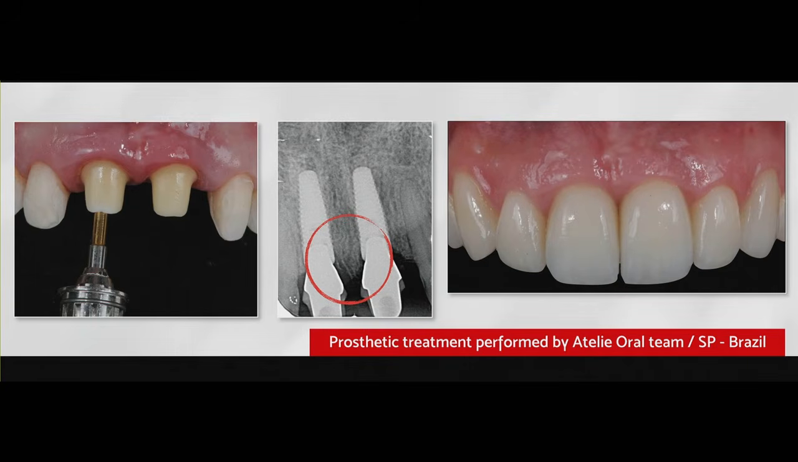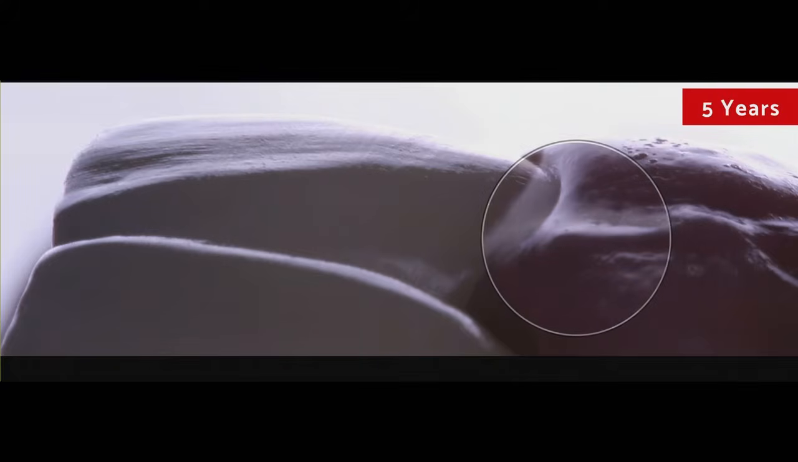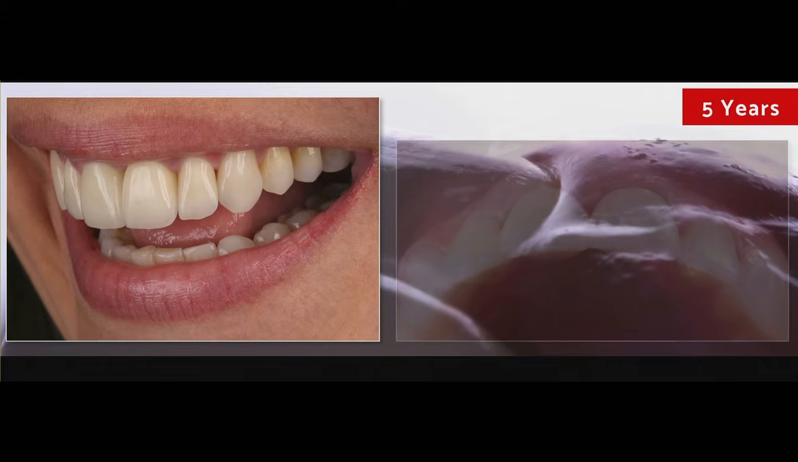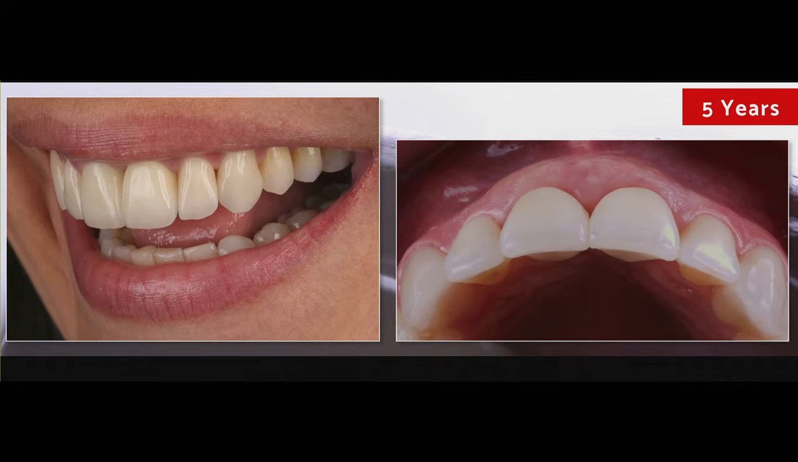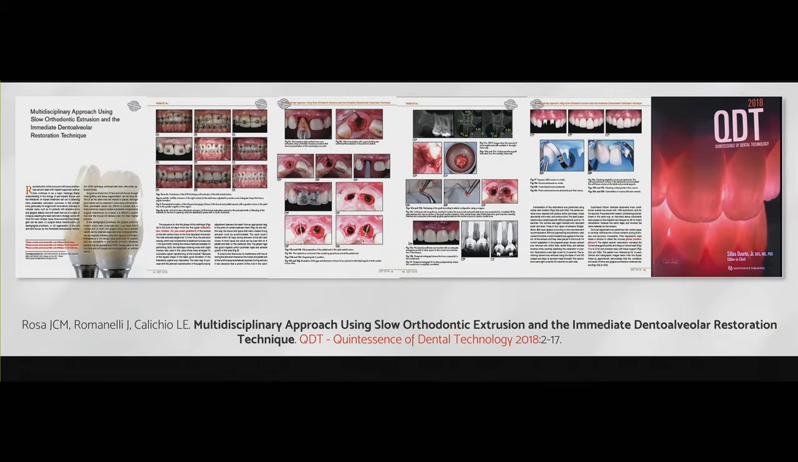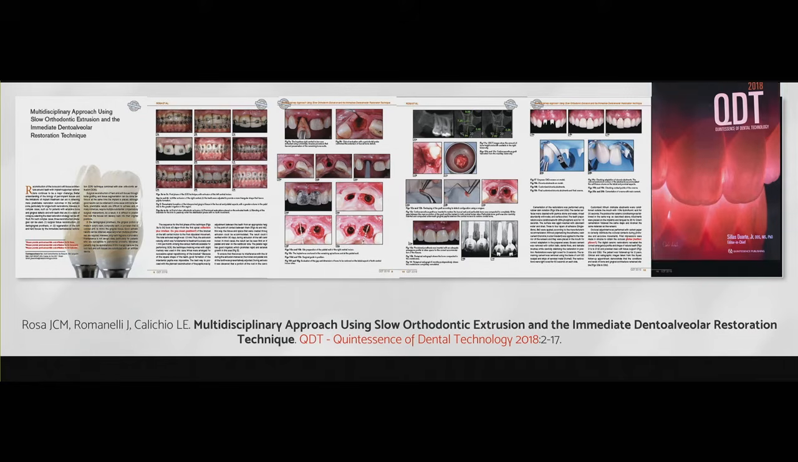So after we cemented the final restoration, this is the post-op after 5 years, with the maintenance of the anatomical contour of the soft tissue here. And this is the patient after 5 years. You can see through these occlusal views the maintenance of the volume of soft tissue. And we published this case in 2018, Quirynen I, Quintessence of Dental Technology.